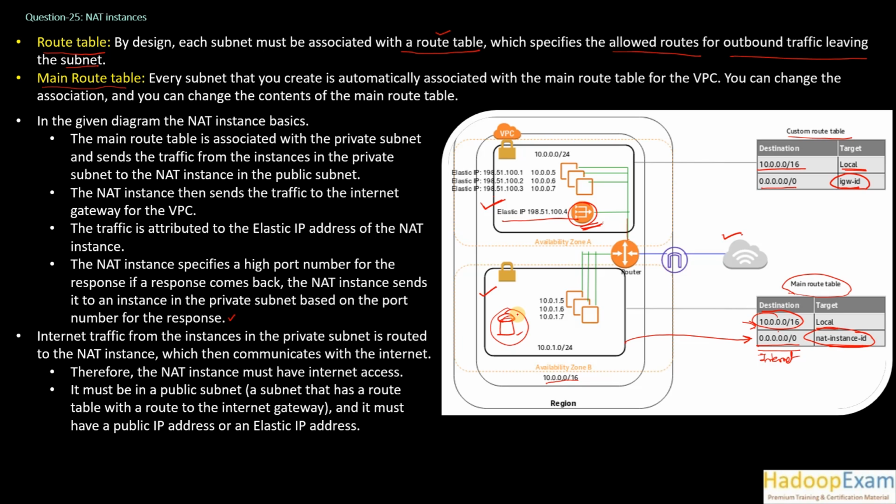Internet traffic from the instances in the private subnet is routed to the NAT instance, which then communicates with the internet. Therefore the NAT instance must have internet access. It must be in a public subnet because it has an internet gateway associated. A subnet that has a route table with a route to the internet gateway is called a public subnet. And it must have a public IP address or elastic IP address. So here we have an elastic IP address associated with the NAT. That is a must.